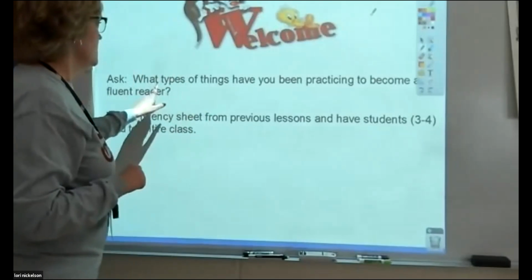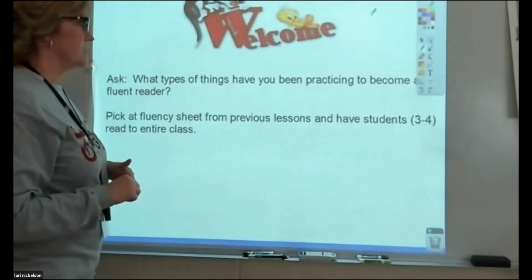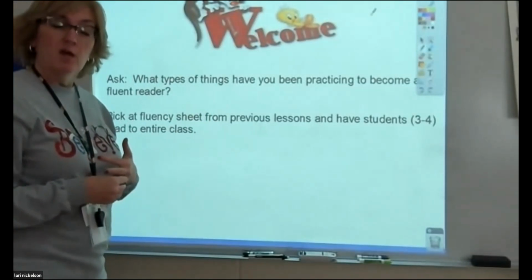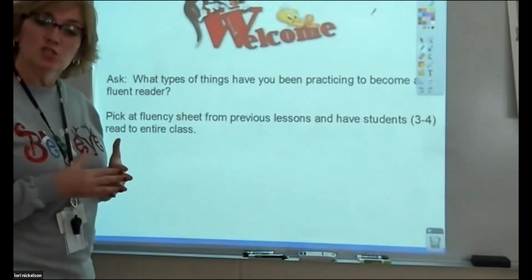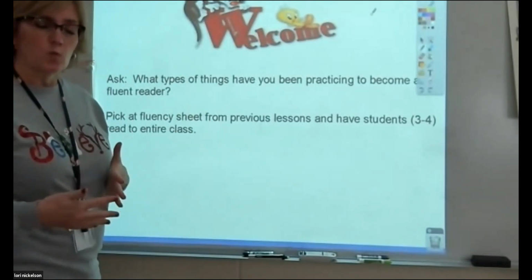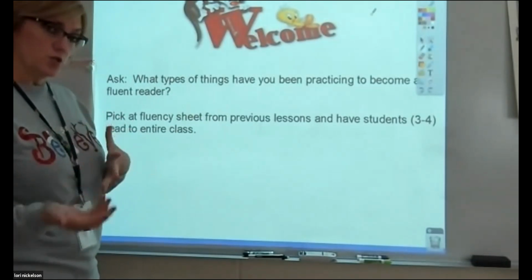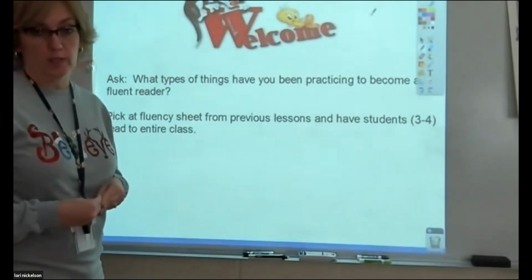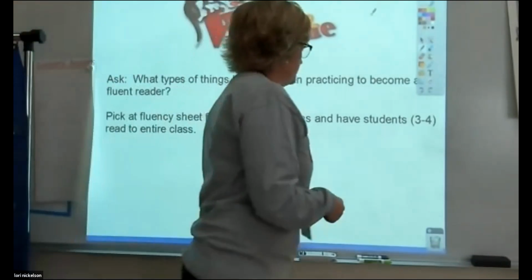All right, so welcome. What types of things have we been practicing to become a fluent reader? Well, we just read our fluency sheet, but remember when we're reading these sheets, we need to read with expression. We don't need to read too fast or too slow because then we lose the whole meaning of what we are doing, all right?